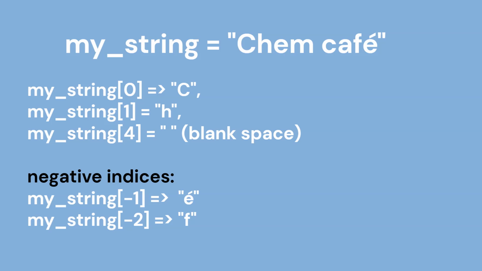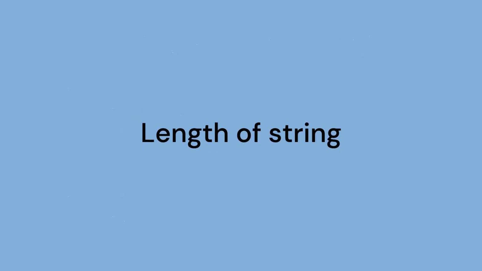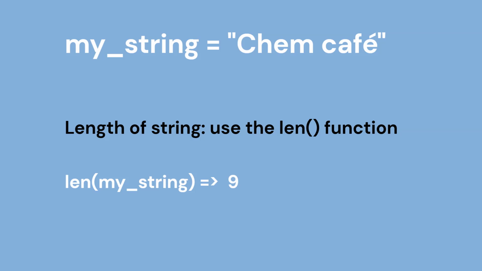my_string[-1] gives é, that fancy French accent E, and my_string[-2] gives F. So yes, Python lets you grab characters from both ends. It's like chemistry. Sometimes you look at the molecule from the left, sometimes from the right. Length. To get the length of a string, we use len. len(my_string) gives us 9.